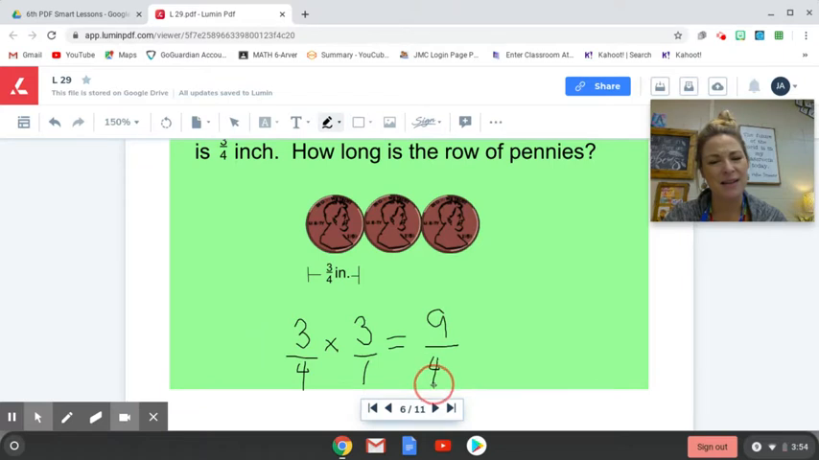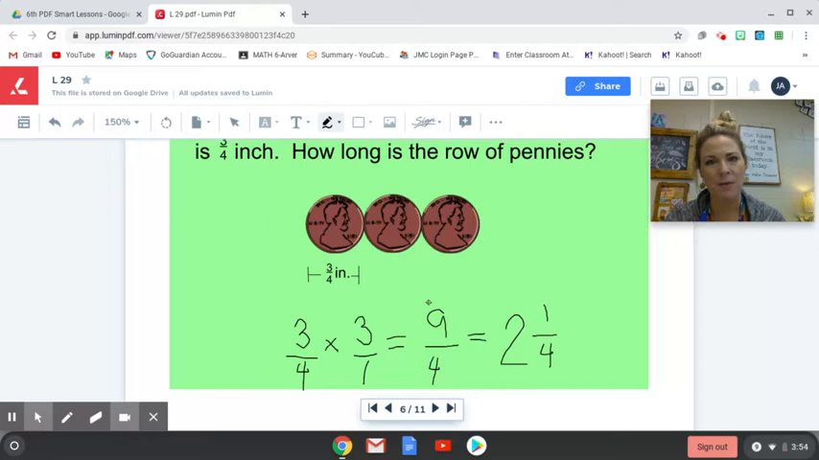Same exact scenario as before. We end up with an improper fraction. This answer isn't wrong, but it's not in simplest form. We need to convert it into a mixed number. How many 4's fit into 9? 2. 4 times 2 is 8. When I think 8, 9. I have one more left over. So that becomes our numerator. Our denominator stays the same. 2 and 1/4.